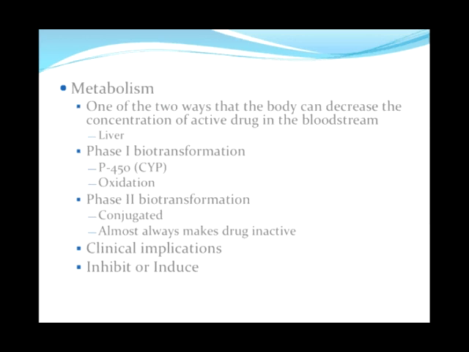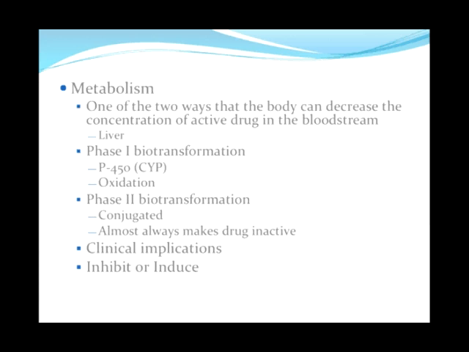Metabolism is the third process in pharmacokinetics. Metabolism is one of two ways that the body can decrease the concentration of active drug in the bloodstream, the other being excretion, which is described later. The liver is the primary site for metabolism of drugs. The body also sees the drugs we prescribe as potential toxins and attempts to metabolize them through a process called biotransformation. There are two phases of biotransformation: Phase 1 biotransformation, or oxidation, and Phase 2 biotransformation, or conjugation. So let's talk about each of these.